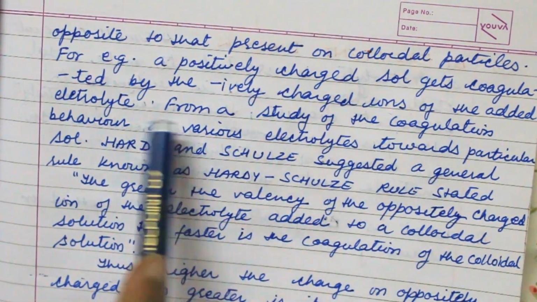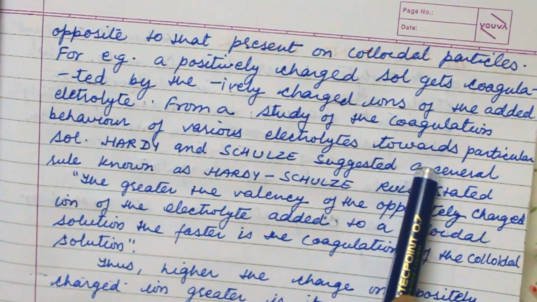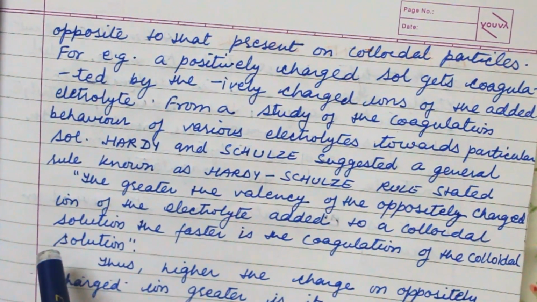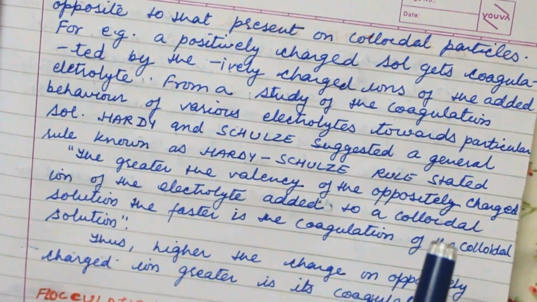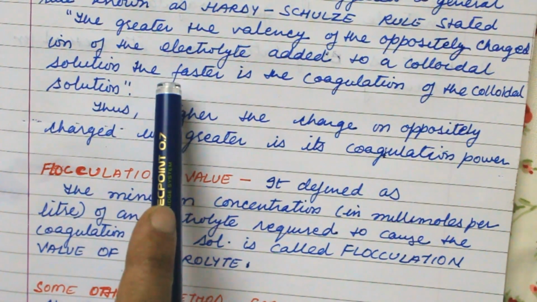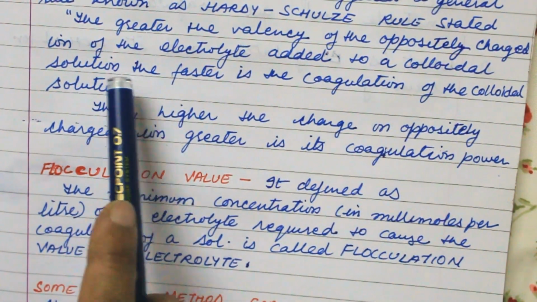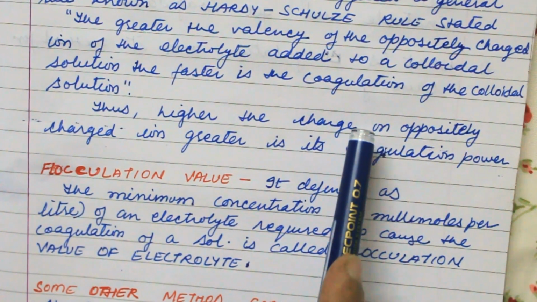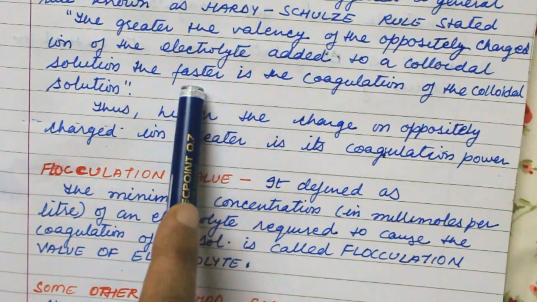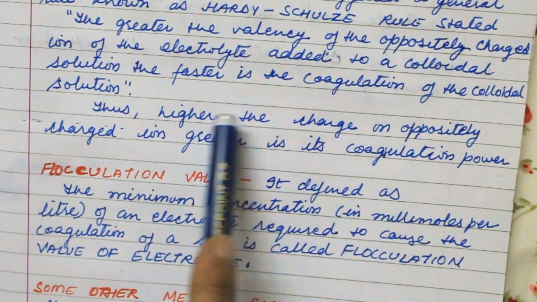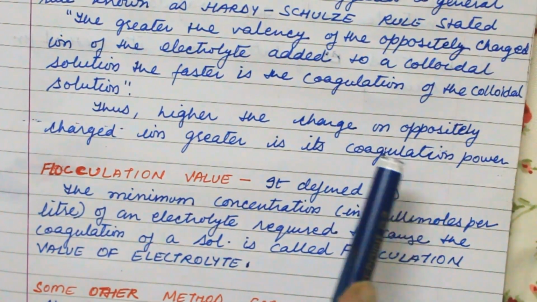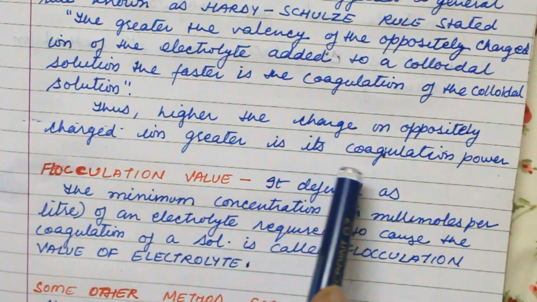From a study of the coagulation behavior of various electrolytes towards a particular sol, Hardy and Schulze suggested a rule known as the Hardy-Schulze rule. It states that the greater the valency of the oppositely charged ion of the electrolyte added to the colloidal solution, the faster is the coagulation. Thus, the higher the charge on the oppositely charged ion, the greater its coagulating power.